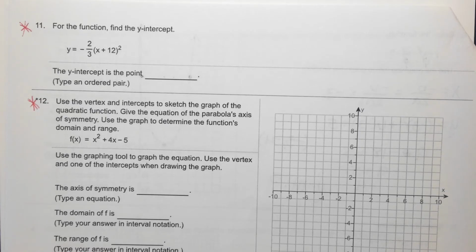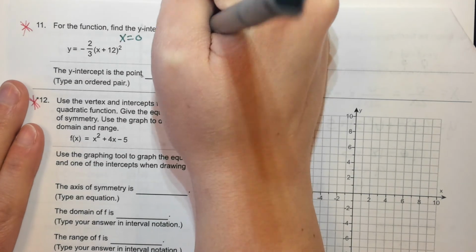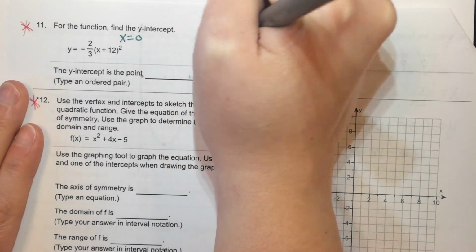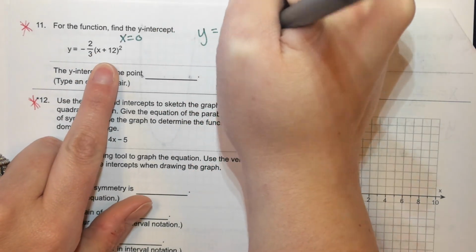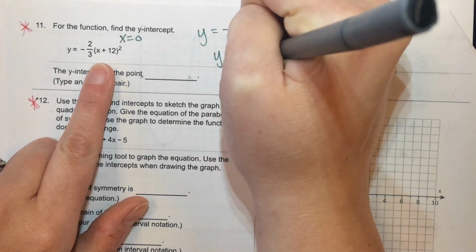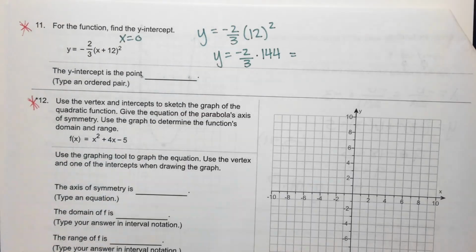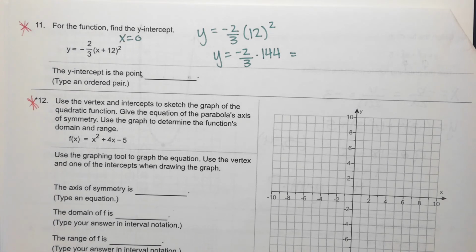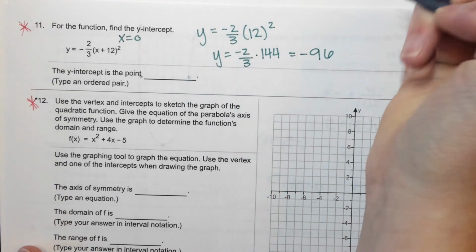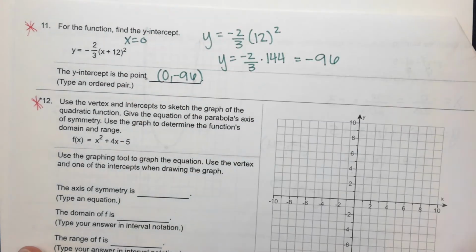Okay, number 11 is a little different. We're going to find the y-intercept, and we've done that on a couple other problems, but this one's in vertex form. So we're still going to plug in 0 for x. So that would give us negative 2/3. 0 plus 12 is 12, and we're squaring that. So y equals negative 2/3. 12 squared is 144, so we want negative 2/3 times 144, and that gives us negative 96. So the y-intercept is the point 0, negative 96.